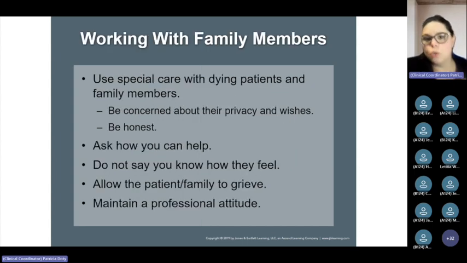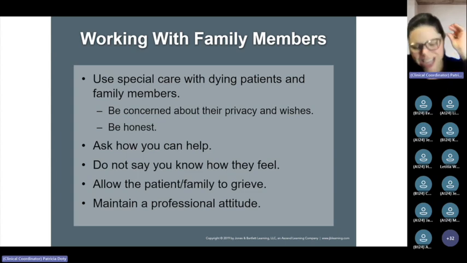So these are things that are going to happen to you. Working with family members, use special care with dying patients and family members and be concerned about their privacy and wishes and be honest with them. Hey, guys, I'm sorry. There's nothing we can do. Most of the time they understand. Sometimes they don't. Ask them how you can help. Is there a clergy member that I can call for you?